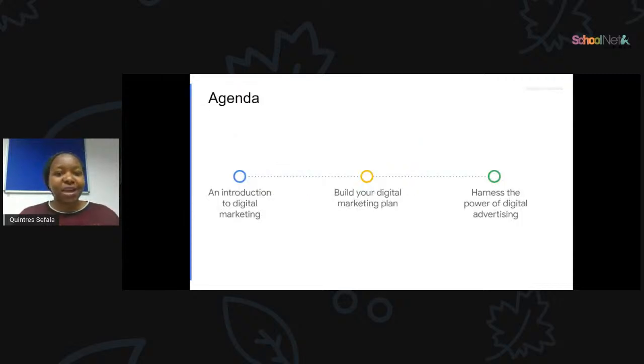But before we get right into it, I'm just going to talk you through our agenda today. We are going to talk about why digital businesses should have a digital marketing strategy or plan. And from there, we will look at how you can devise your own digital marketing plan and make it work for your specific business. And then we will look at the top tips in terms of harnessing the power of digital advertising and using that in order for us to actually gain customers.